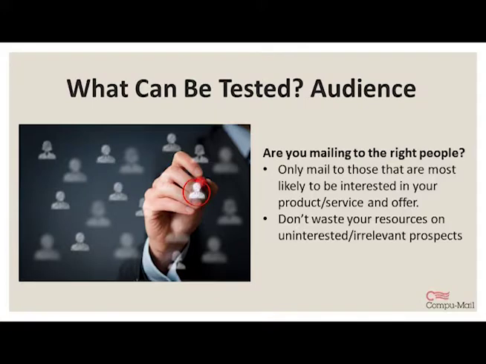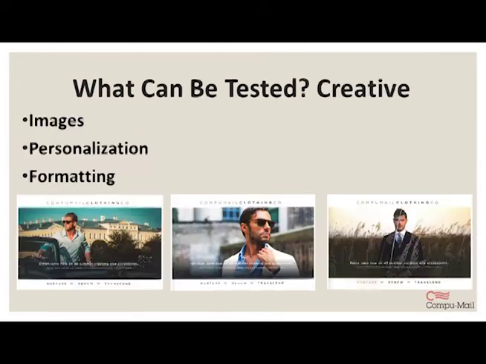Now I'll get started on some specifics on the different pieces of a marketing campaign that can be tested. The first is the audience. You want to ask yourself if you're mailing to the right people, and you want to strive to only mail to those that are most likely to respond to your offer and be interested in your products and services. And you really don't want to waste your resources or your time on uninterested or irrelevant prospects, so you want to try to avoid that as much as you can.